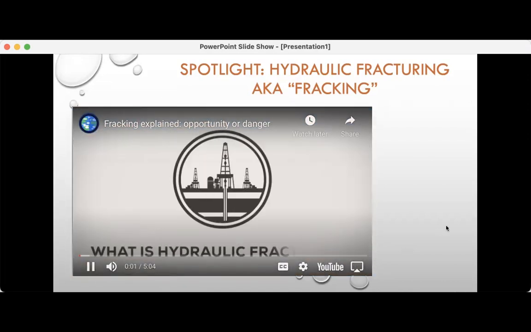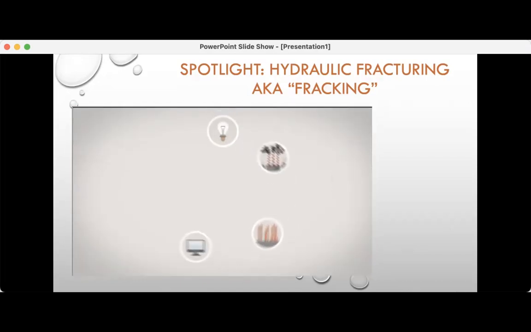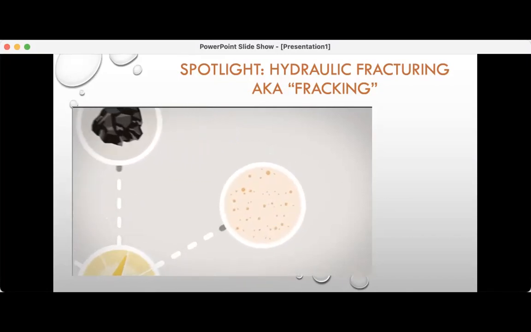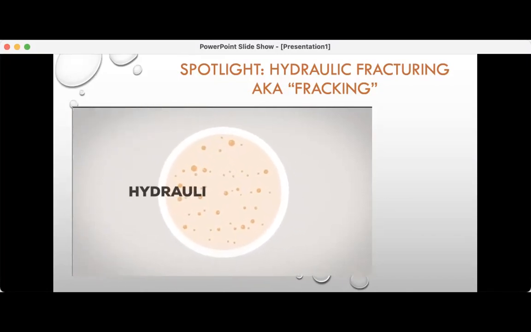What is hydraulic fracturing, or fracking? Since the Industrial Revolution, our energy consumption has risen unceasingly. The majority of this energy consumption is supplied by fossil fuels like coal or natural gas. Recently, there's been a lot of talk about a controversial method of extracting natural gas, hydraulic fracturing or fracking.